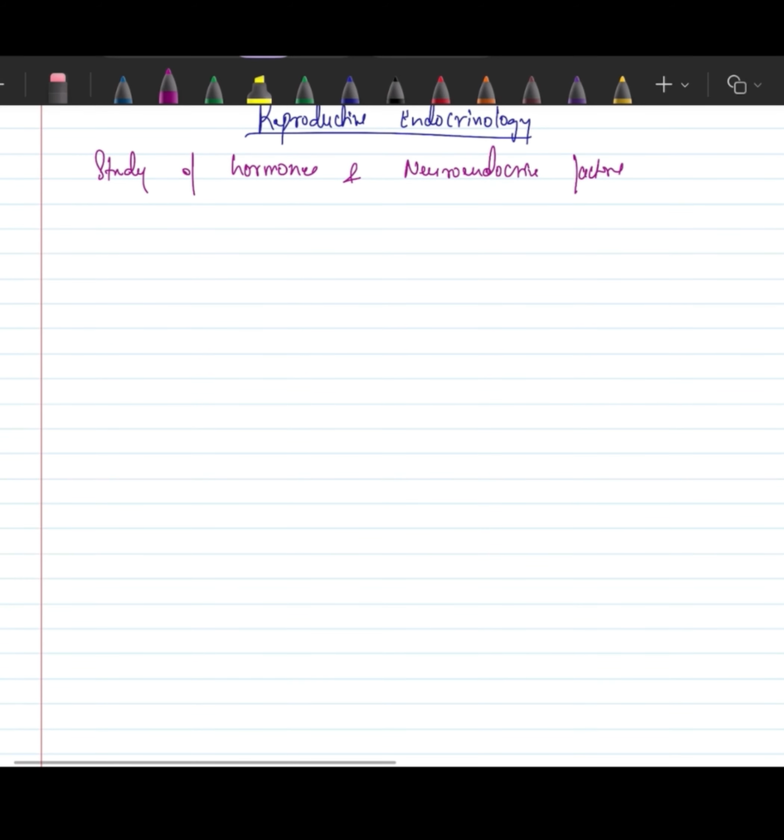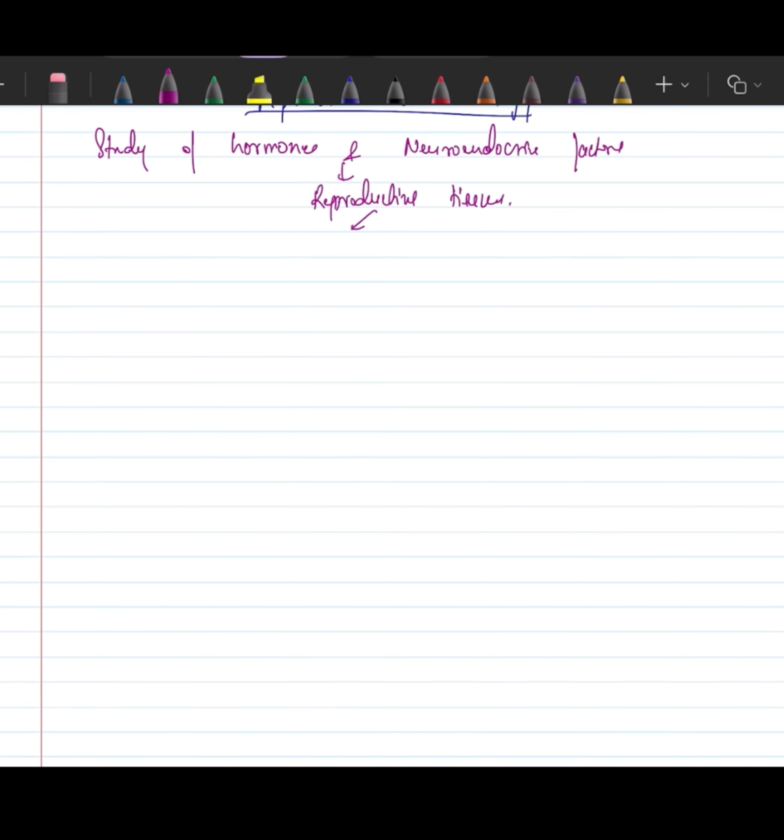So today we are going to begin with a new chapter, that is reproductive endocrinology. This is basically your physiology, which we are going to revise again. So reproductive endocrinology is the study of the hormones and their effects on the reproductive tissues. These tissues basically involve your hypothalamus, anterior pituitary gland, ovaries, endometrium, and placenta.